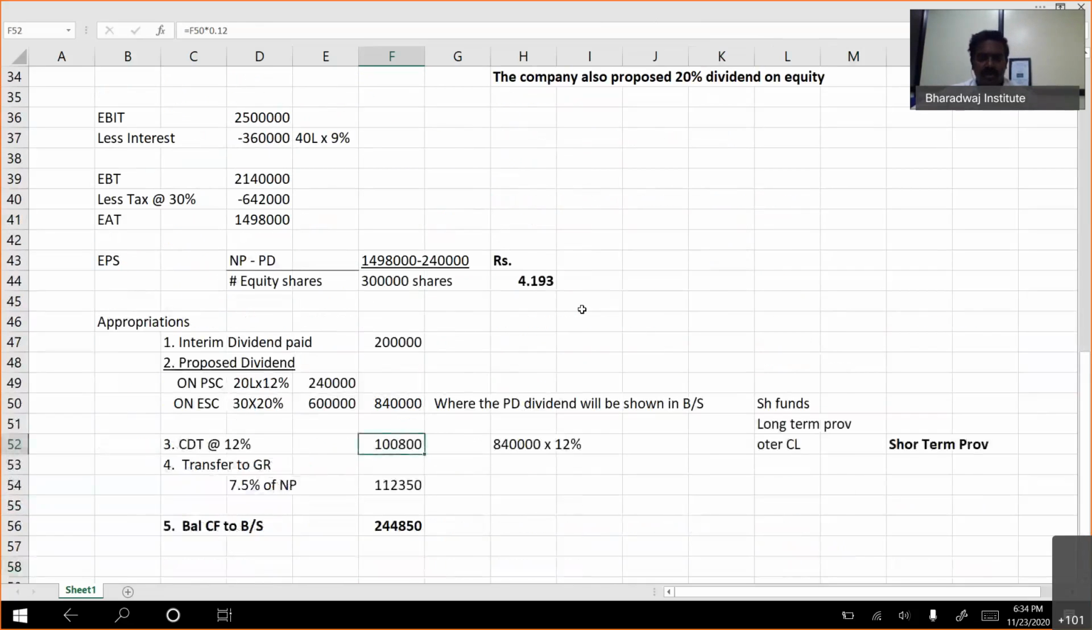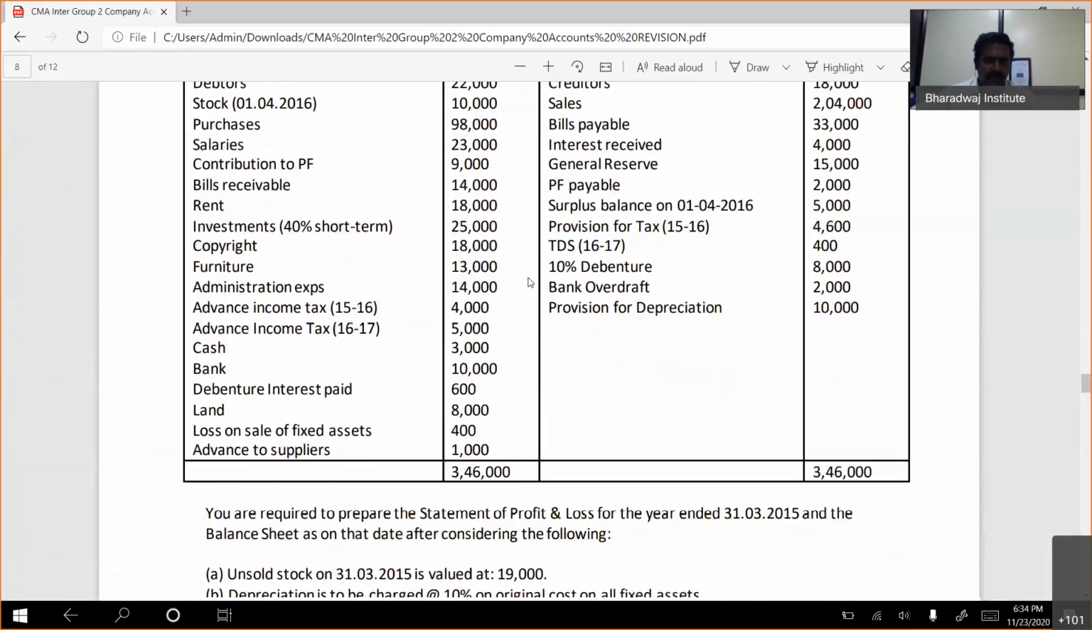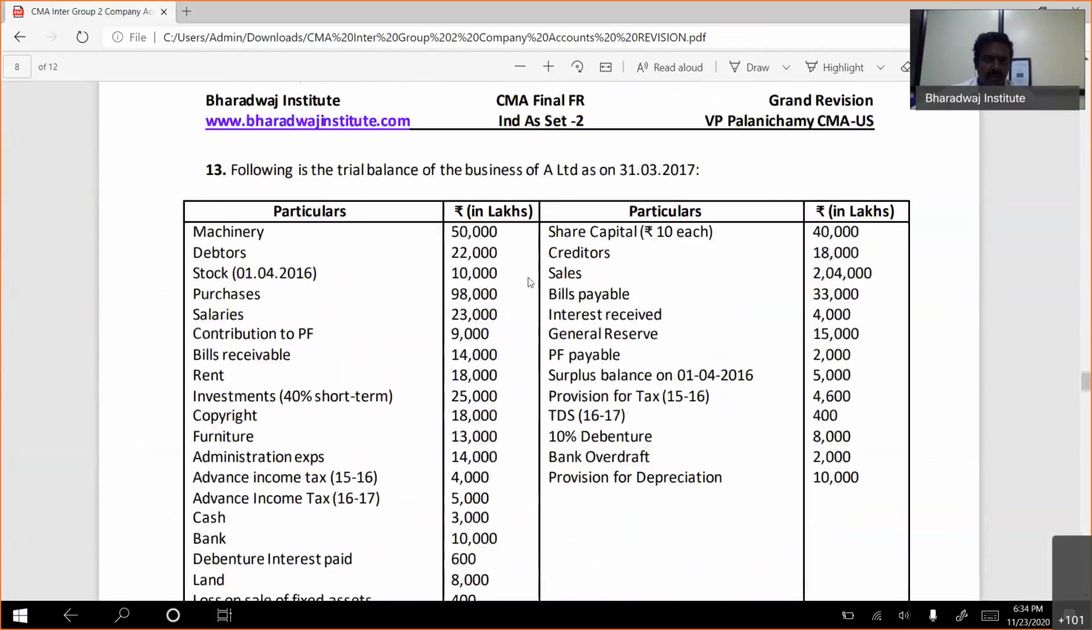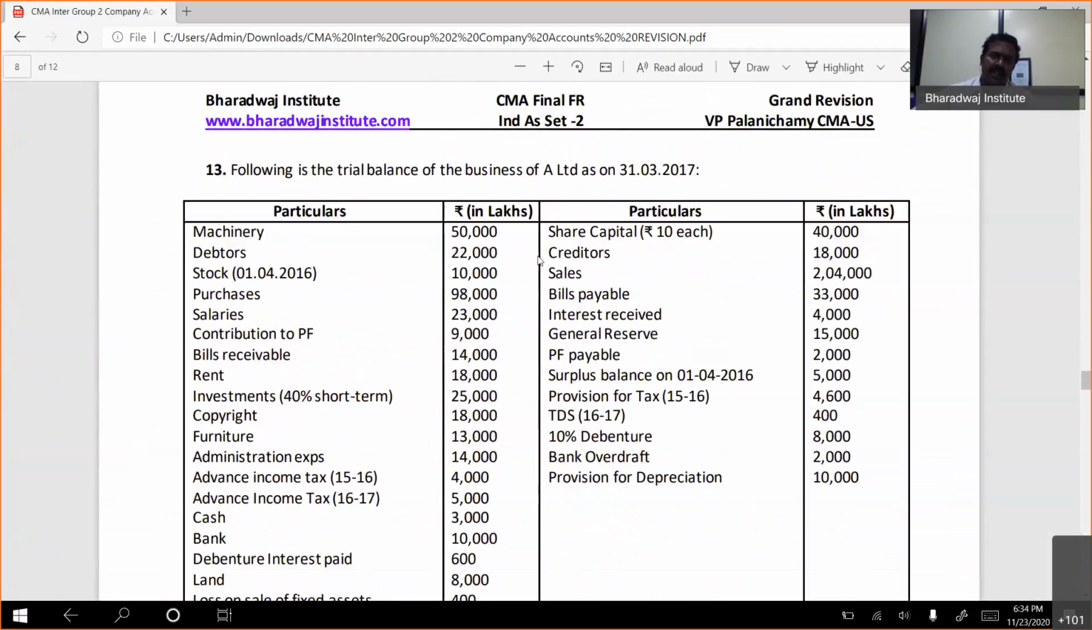Okay, good. Next, we'll go for a comprehensive problem. Come to this question number 13. If this is asked, it will be for 10 marks. They will ask you what is the total income, what is the total of expenses, what is the profit before tax. Then they will ask you what is the EPS, various other things they can ask you.